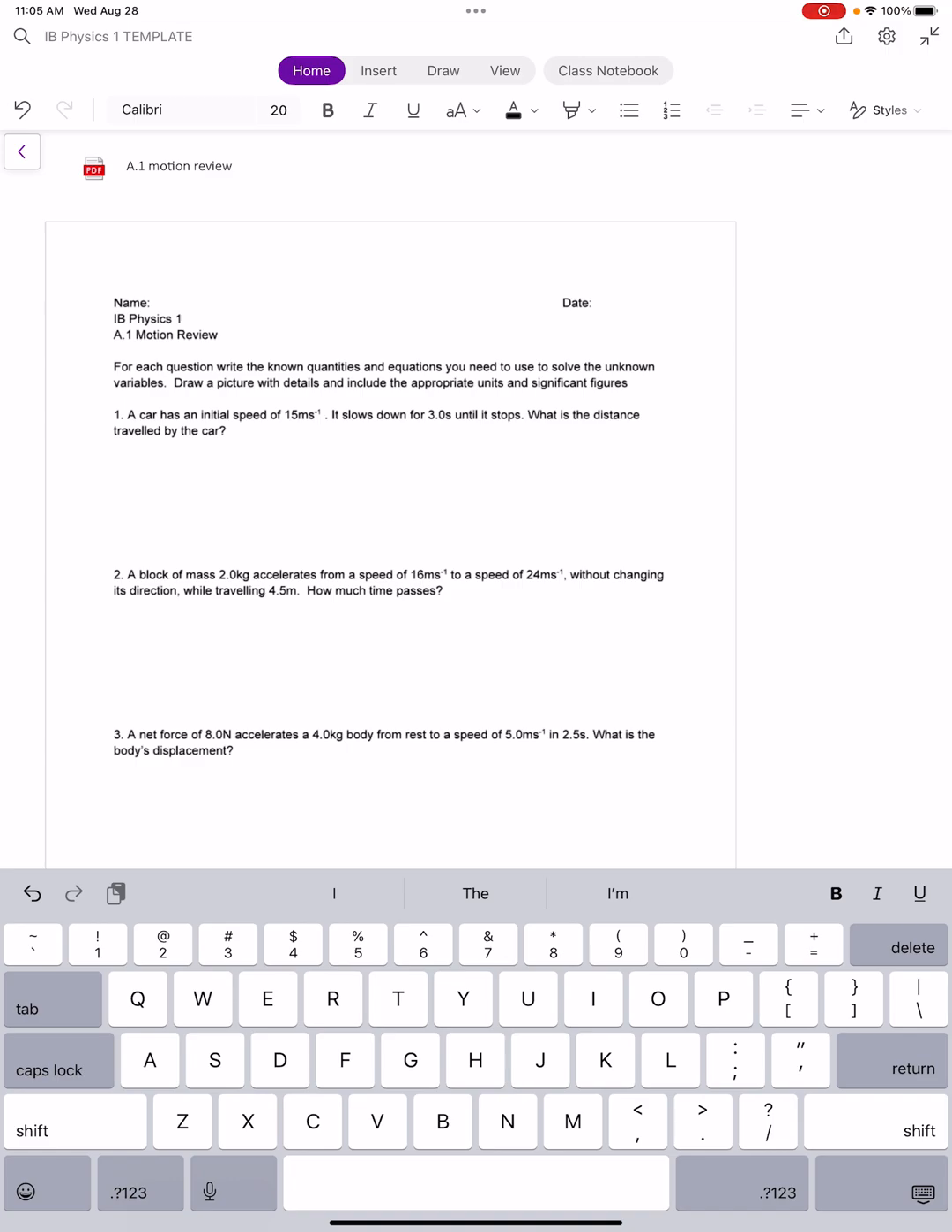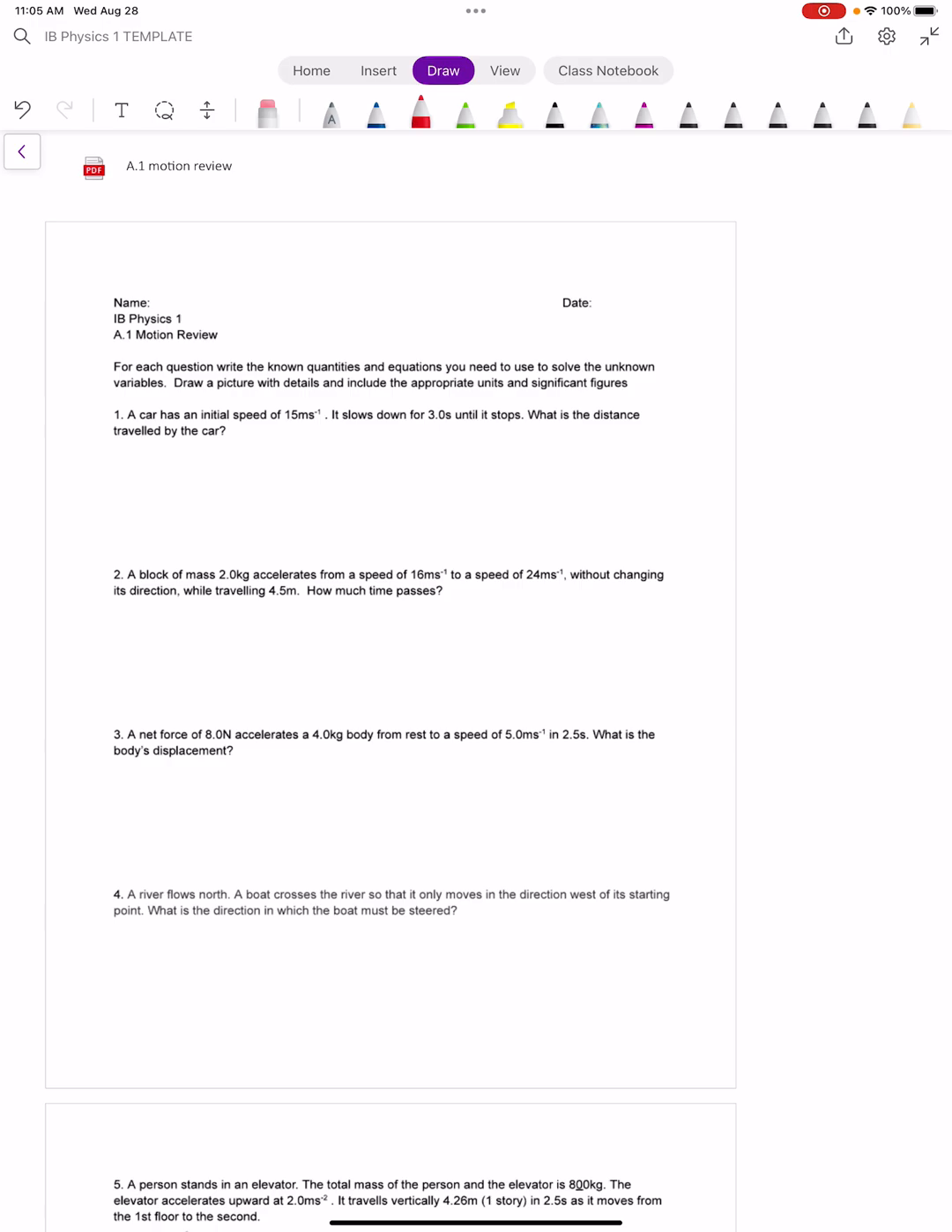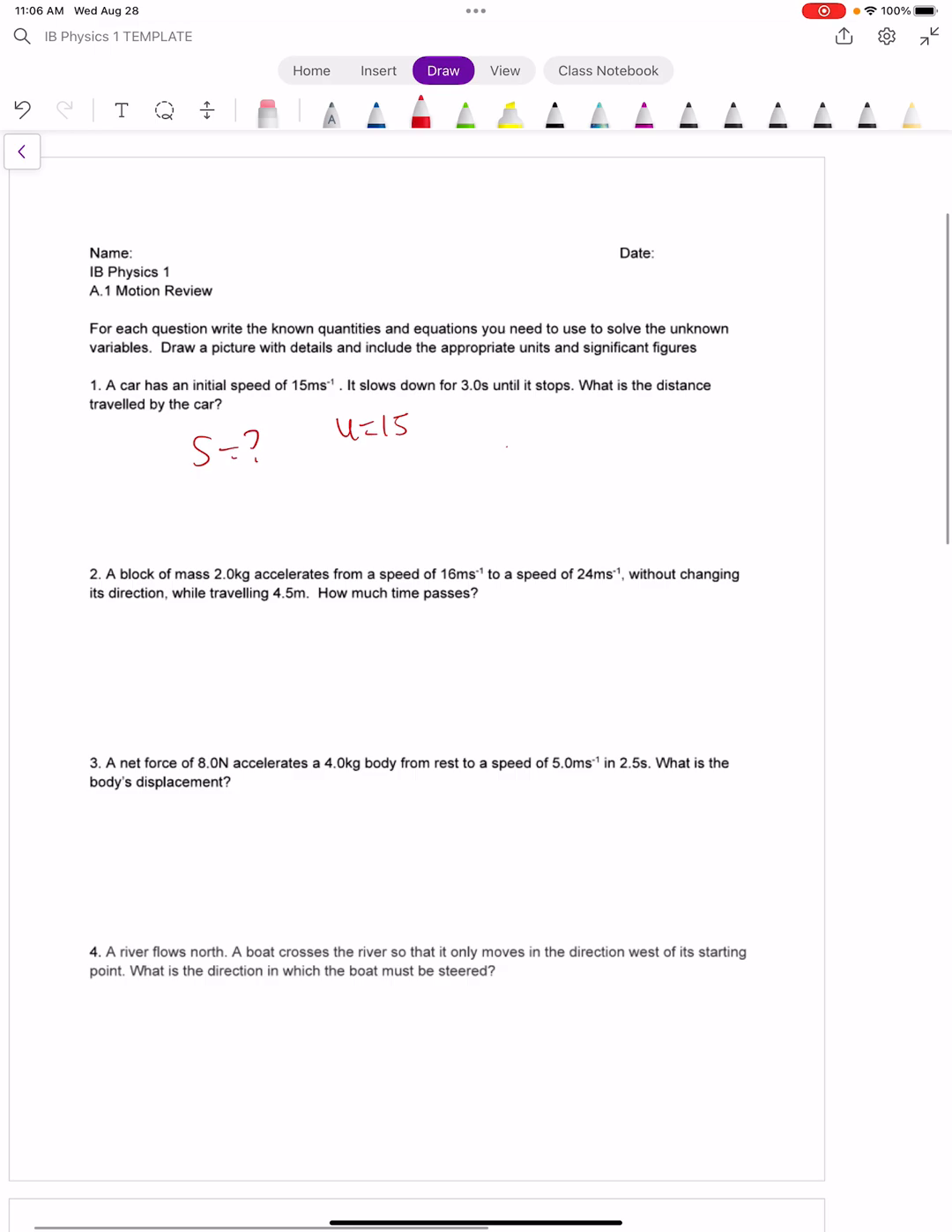Okay, so a car has an initial speed of 15 meters per second. It slows down for 3 seconds until it stops. Very important that you understand that it stops, because that means that the final velocity is 0. What is the distance? So s equals question mark, u equals 15 meters per second, time equals 3.0 seconds, and the final velocity is 0.